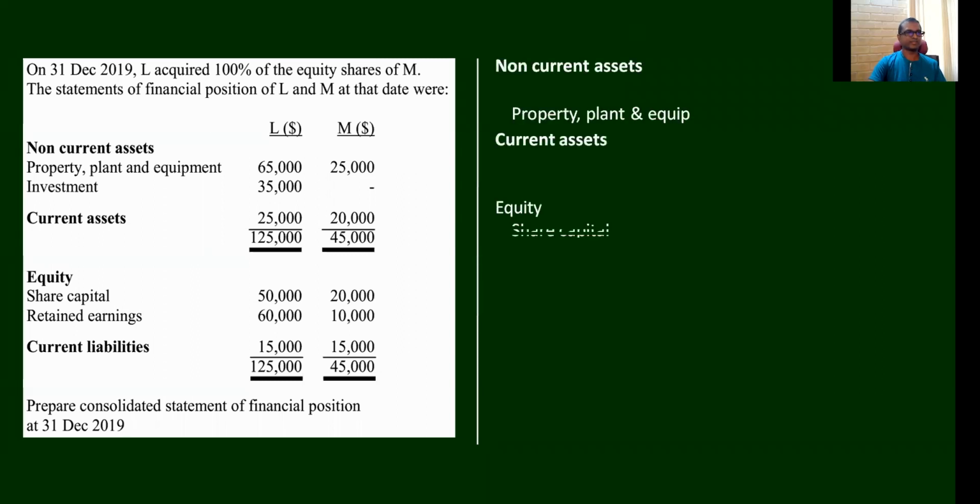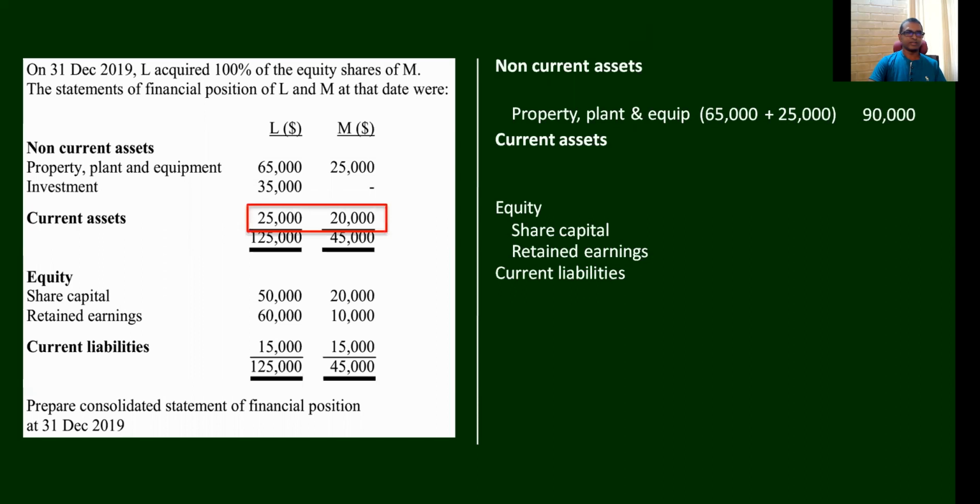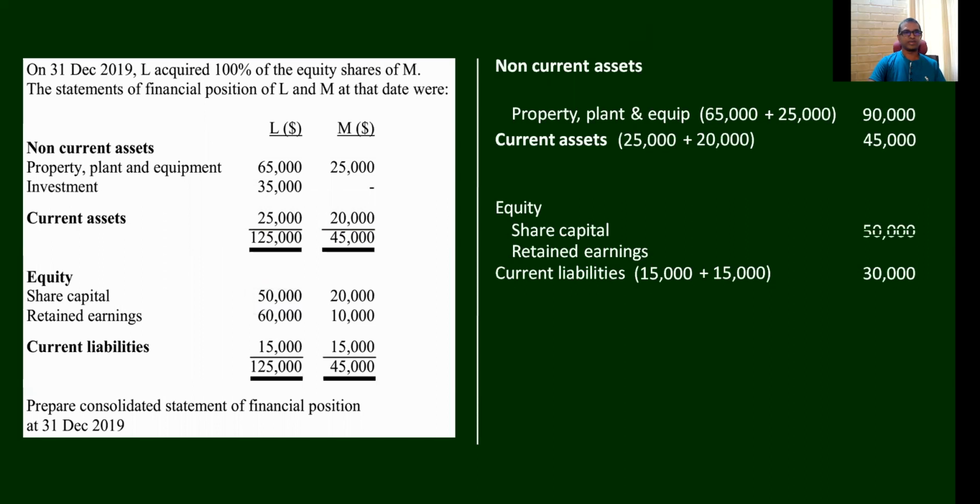Financial statement. Company L and company M, consolidated one. Current assets L, M, consolidated, and current liabilities L, M, consolidated. And then share capital is only parent company share capital here. Retained earnings in this example also parent company retained earnings.